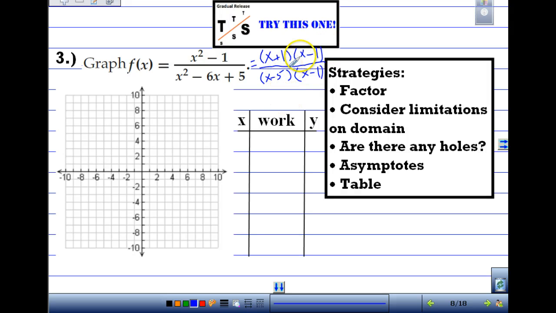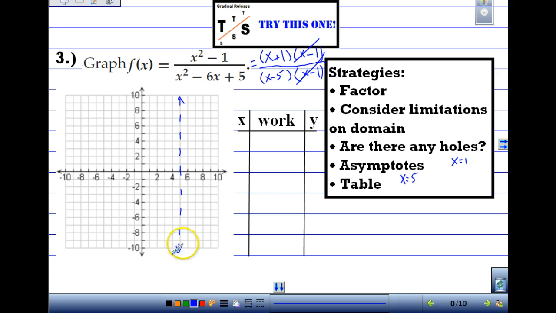And then, alright, okay, we have x minus 1 cancels, so that means I have a hole at x equals 1. What's left on the bottom? x minus 5, so I know I have an asymptote at x equals 5. So the first step is to factor, see what's on the bottom, see if anything cancels on top and bottom, and then we know where to go. So this is like a combination of the two examples we've already done. It has an asymptote at x equals 5.